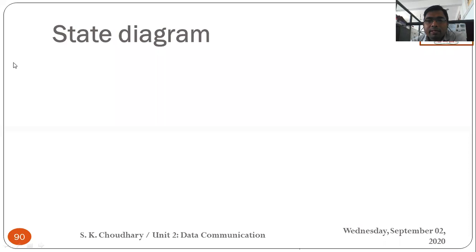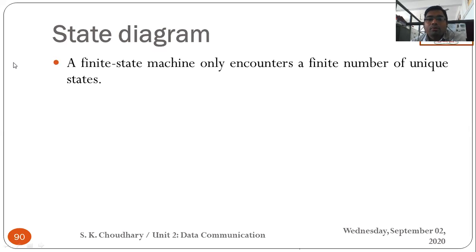So what is the state diagram method? I hope all of you are ready with the pen and notebook, because you have to draw the diagrams to learn this topic. Generally, a state diagram is drawn for a finite state machine. Here the term finite means it encounters a finite number of unique states. So using the state diagram, we represent a finite state machine that encounters a finite number of unique states.